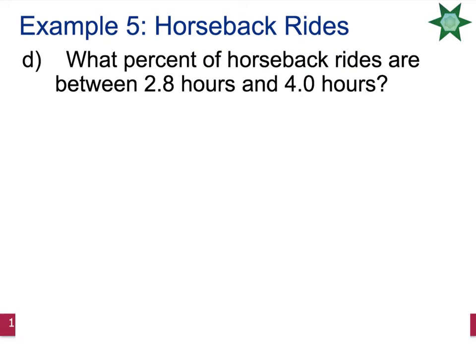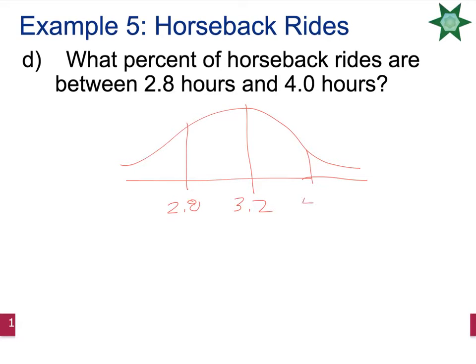Okay, let's look at one more situation. This one, I want to know what percent of horseback rides are between 2.8 hours and 4 hours. So let's draw our normal curve. My average is right in the middle at 3.2. And I want to be between 2.8 and 4.0. So I am looking for the region in the middle. So I just like to shade it.